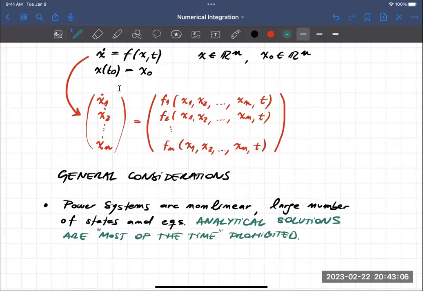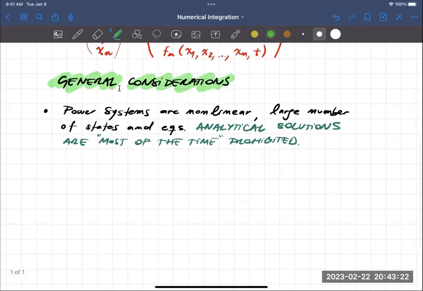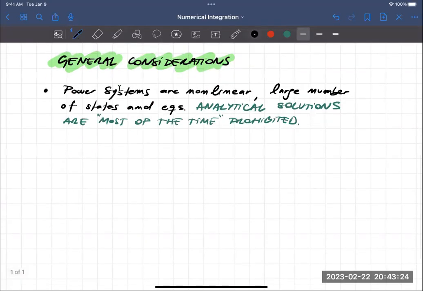And why do I say most of the time? Because sometimes a linear model of the grid and the controllers and all the components can be enough to model something for certain studies. But if you want a good representation of the grid, you're going to need a nonlinear system, which leads to the need for a numerical solution.